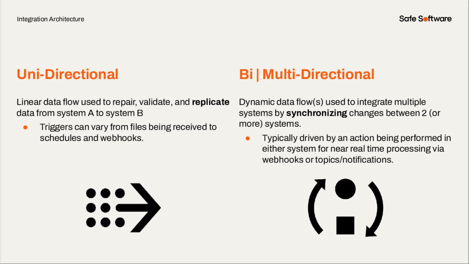And just to talk about some of the different application integration flows, you can have a unidirectional flow. So this would be a linear data flow used to repair, validate, and replicate data, for example, from system A to B. And then you can also have multi-directional flows. So these are data flows where you're keeping both systems in sync. So one system changes, the other one's updated, and vice versa.